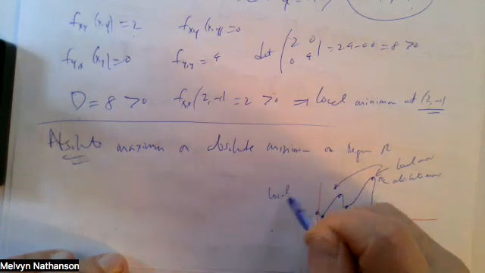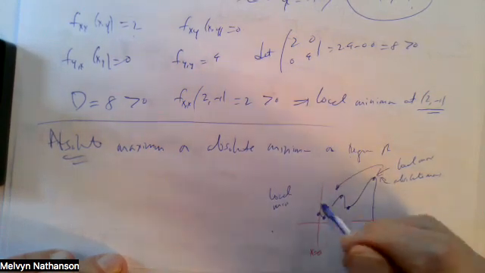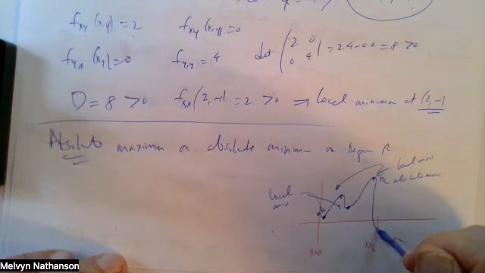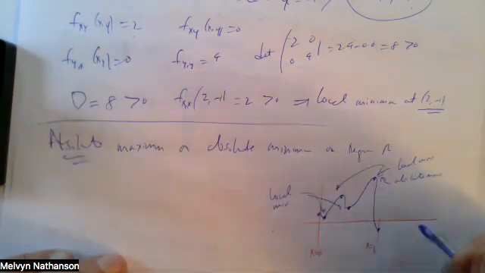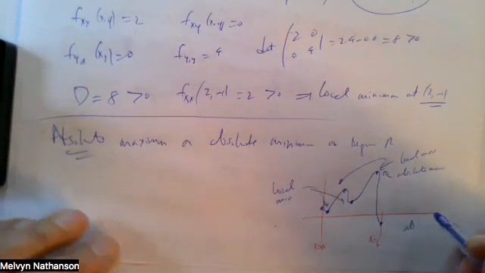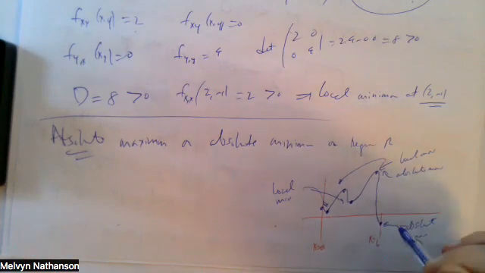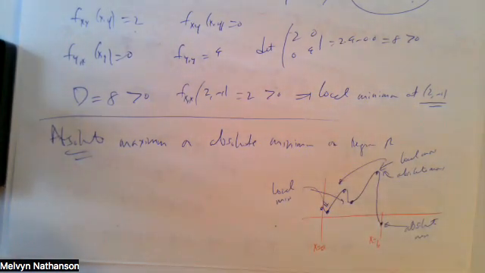You have a local minimum here and here, but this point is the absolute minimum. So there's the analogous notion in functions of two variables. You want to find the absolute maximum or absolute minimum of a function in a region.